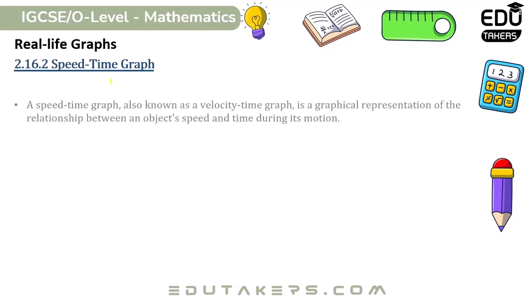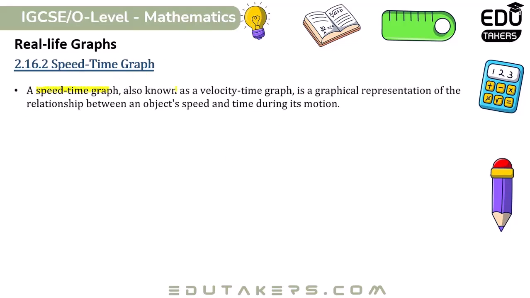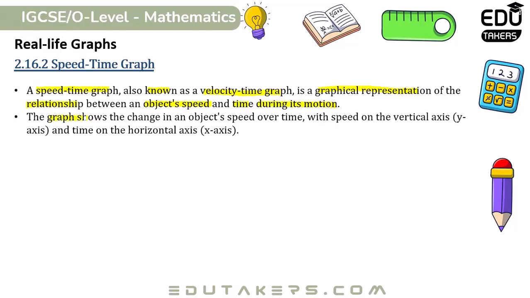Next is speed time graph. A speed time graph, also known as a velocity time graph, is a graphical representation of the relationship between an object's speed and time during its motion. The graph shows the change in an object's speed over time, with speed on the vertical axis and time on the horizontal axis.